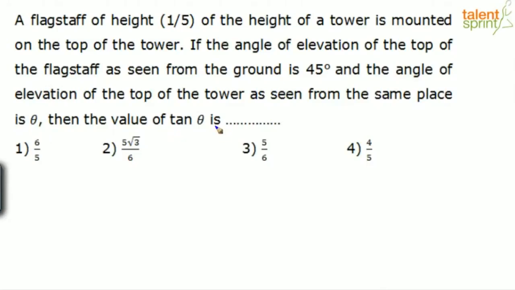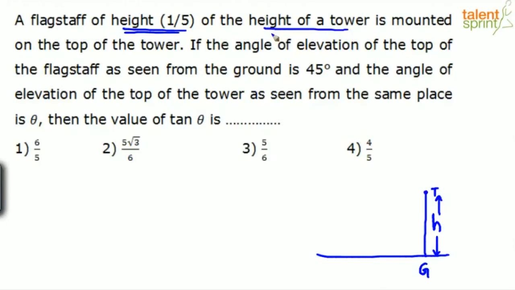So like I said, it is all about constructing the right diagram. Proper diagram. So this is the ground level and we have a tower here. This is the tower. Let's say G and this point is T. The height of the tower is H. He says on top of this tower, there is a flagstaff of height 1/5 of the height of the tower, which is mounted on top of the tower.